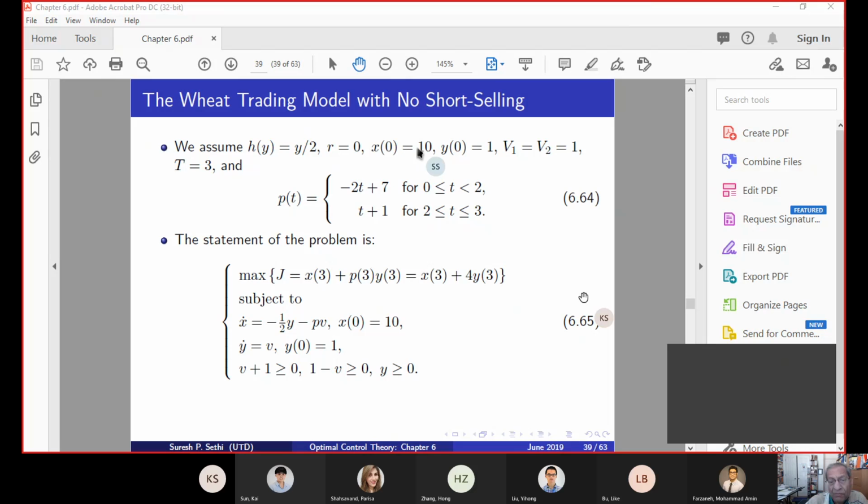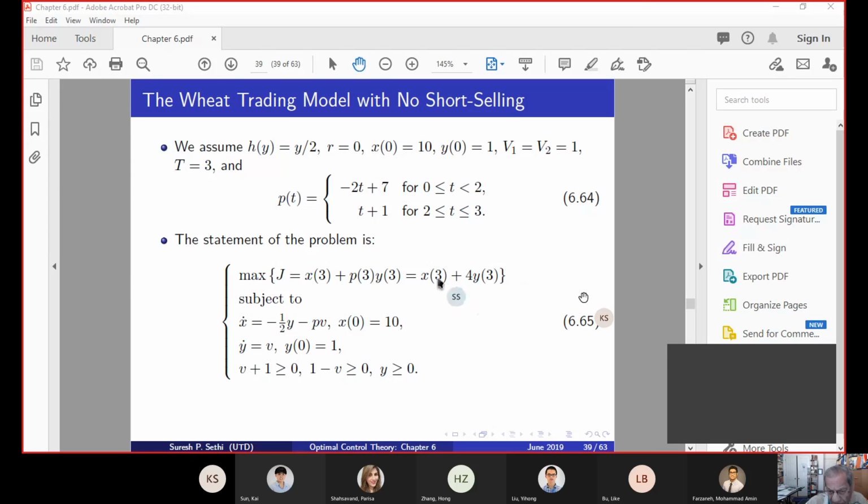Now we assume the initial value of the cash to be $10 and 1 bushel of wheat to begin with. V is still between -1 and 1, and we assume T equal to 3. And we assume the price forecast to be like this. Not 3 and 4, but something that decreases for a while and increases. So it decreases up to 2, and then from time 2 to 3, it goes up.